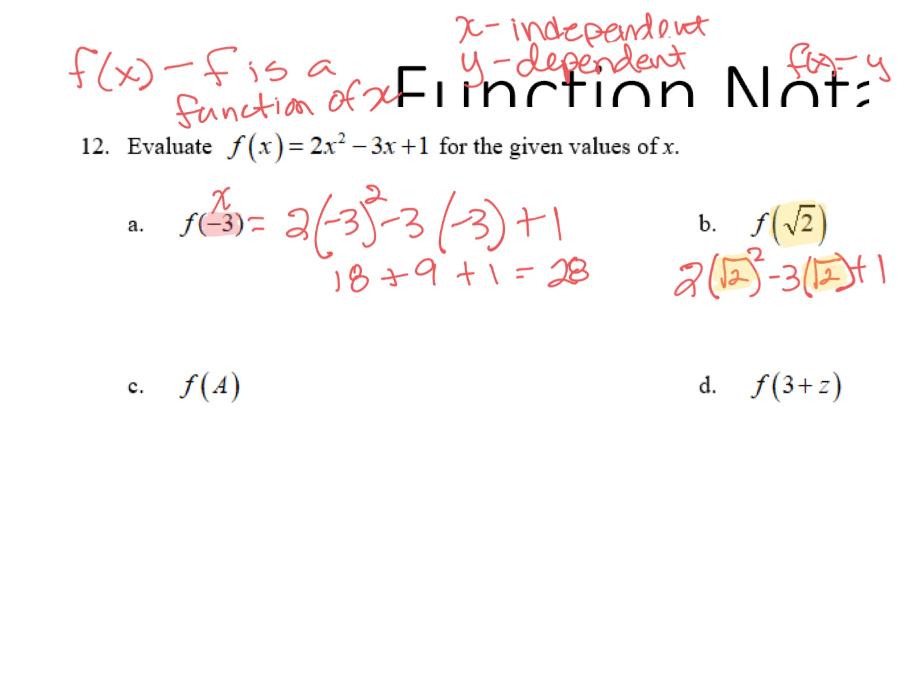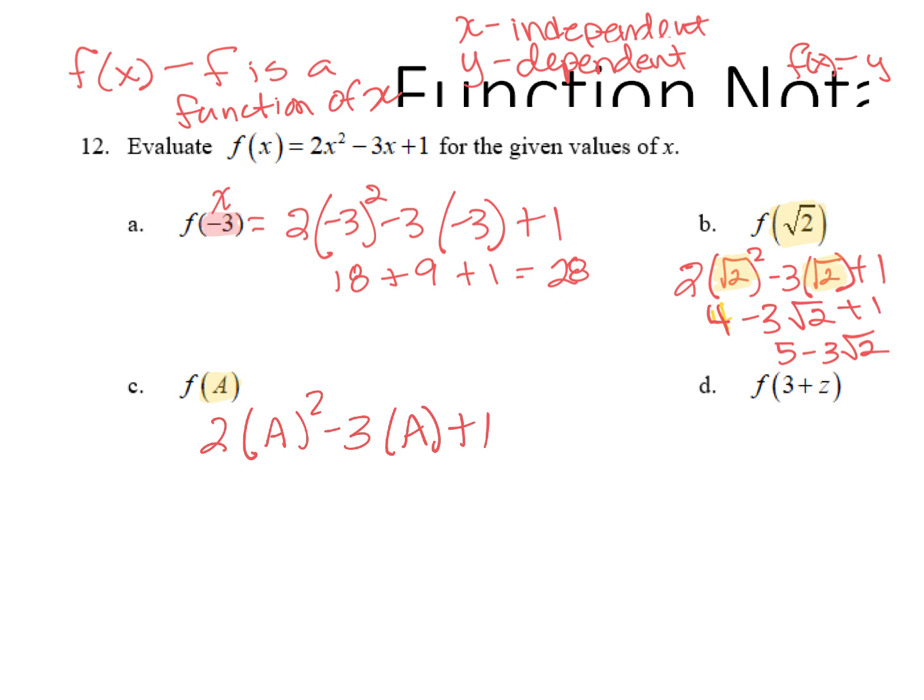So this would be 2 times 2 is 4, and then minus 3 square root of 2 plus 1. So 5 minus 3 square root of 2. I can't really simplify that any further, so that would be my answer. So letter C, again, A is what is getting put into the equation. So that's going to be 2 times A squared minus 3 times A plus 1. Well, there's not a whole lot of simplifying to be done. That just makes it 2A squared minus 3A plus 1.